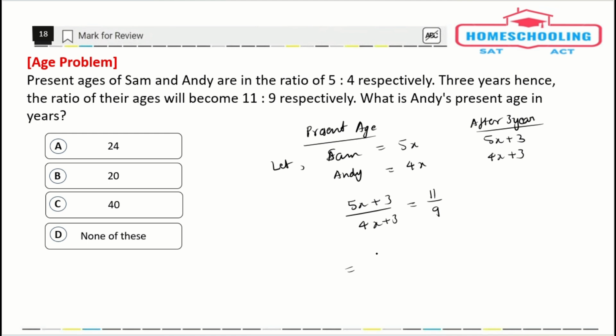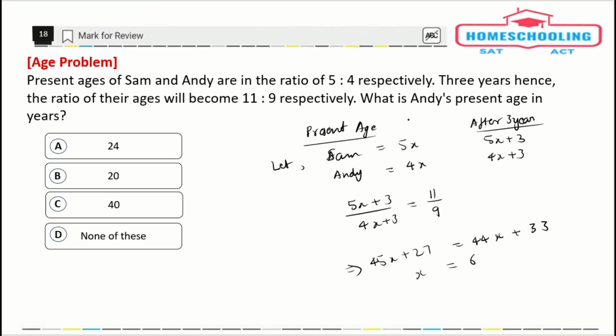So it would be 5 times... that would be 45x plus 27 is equal to 44x plus 33, because 3 into 11 is 33. So we'll take x on that side. So it would be 45x minus 44x, that would be x, and 33 minus 27, that would be 6.